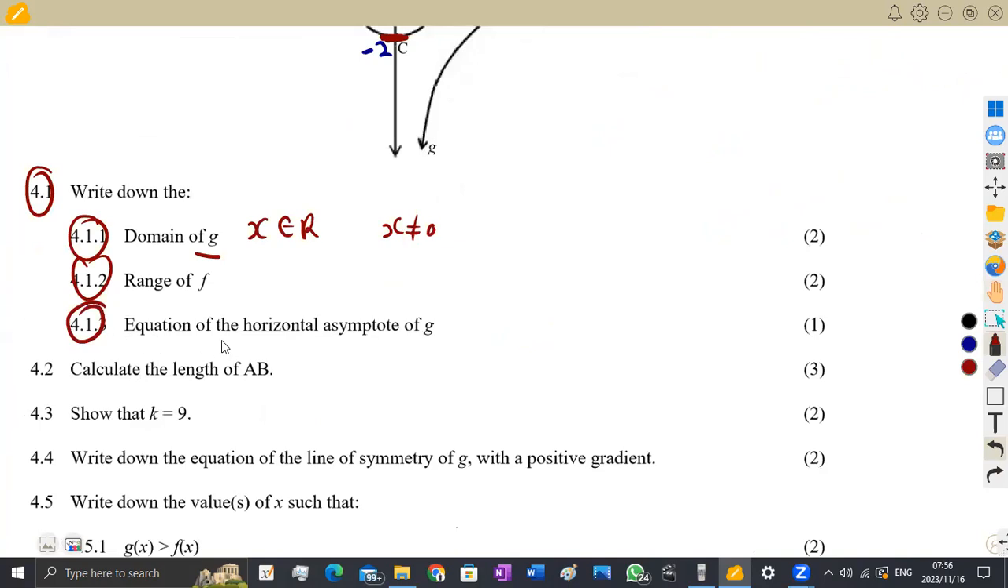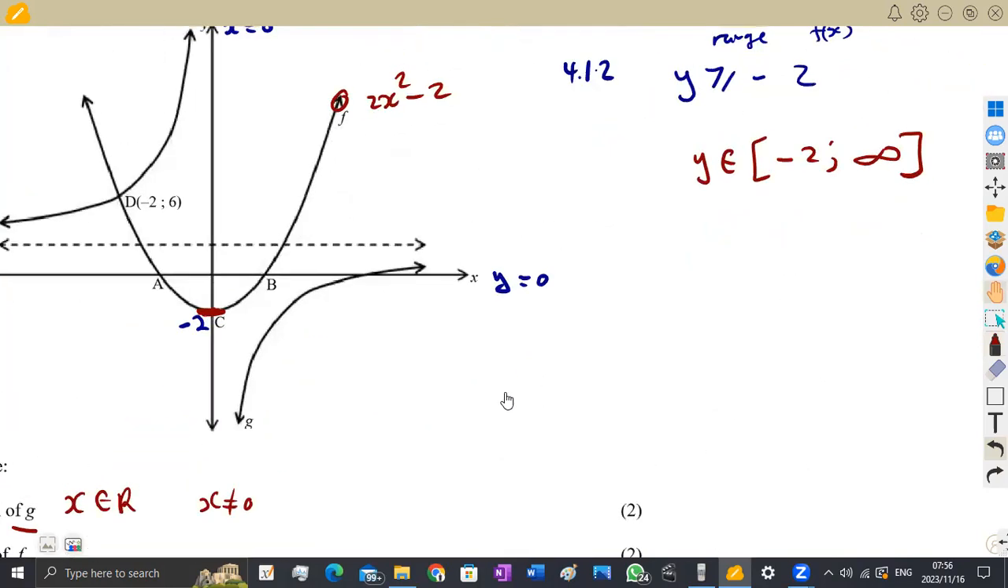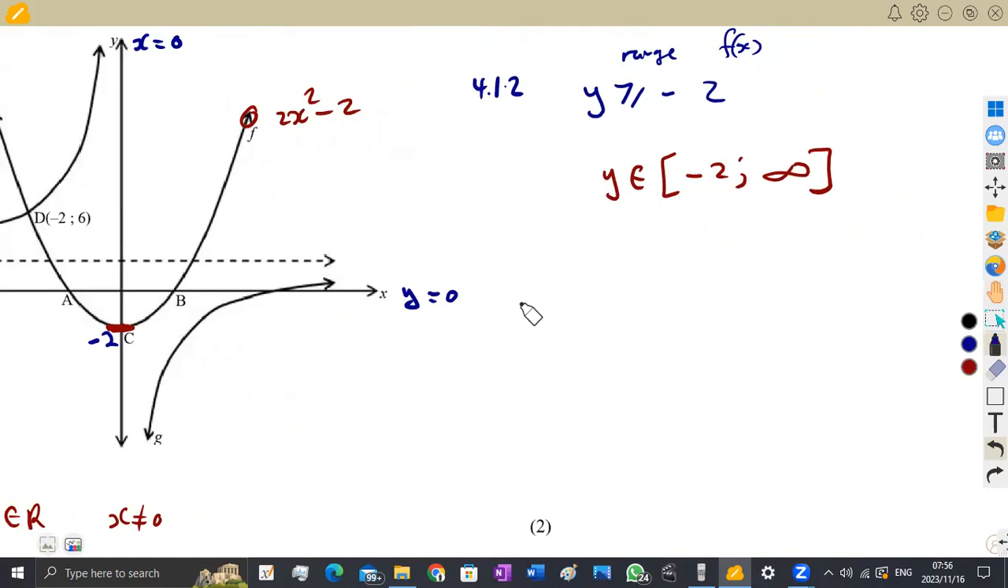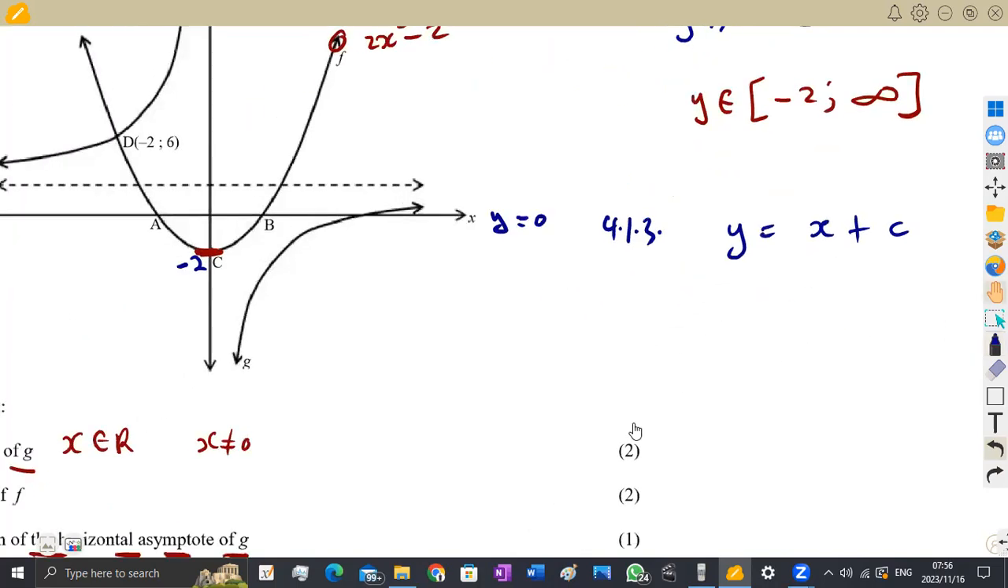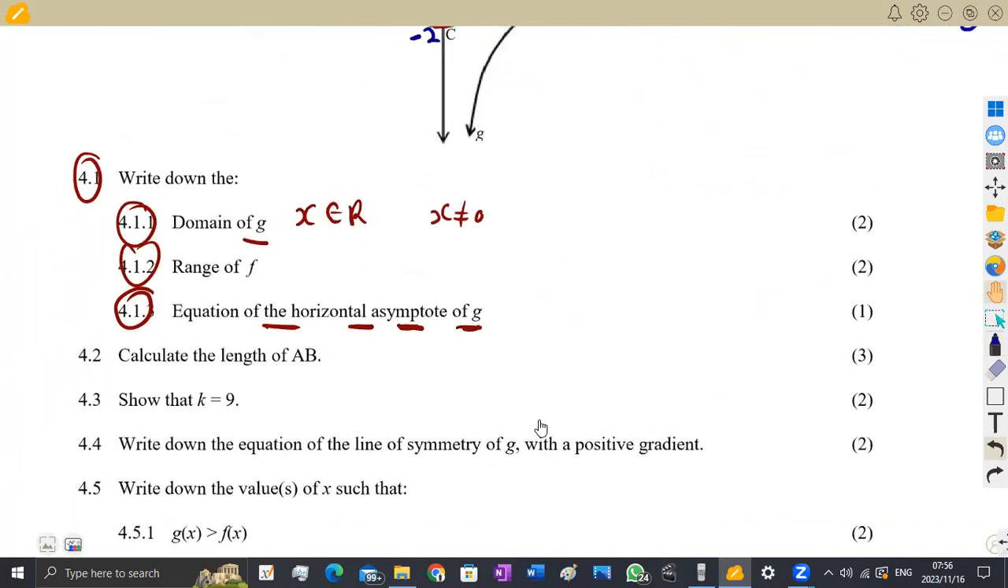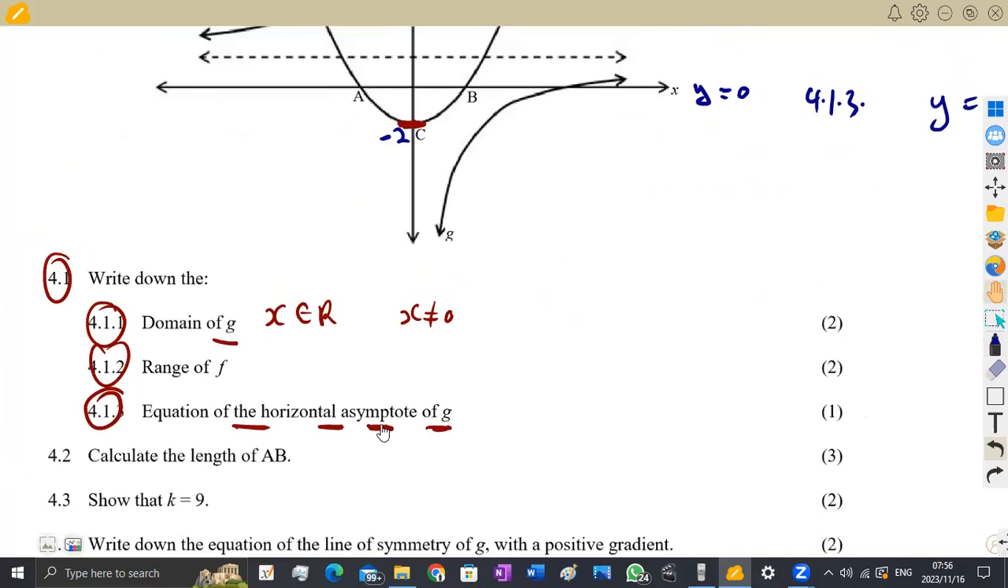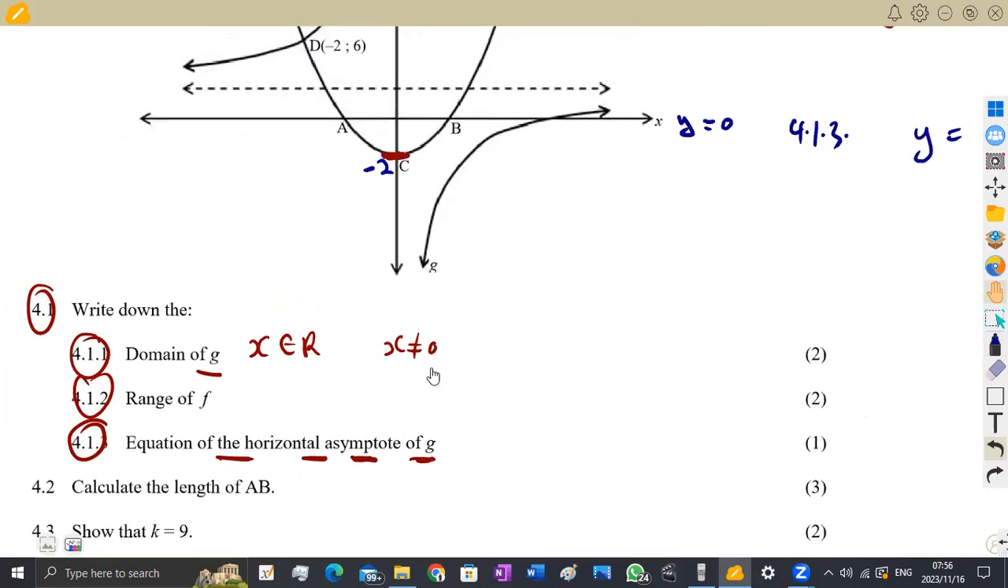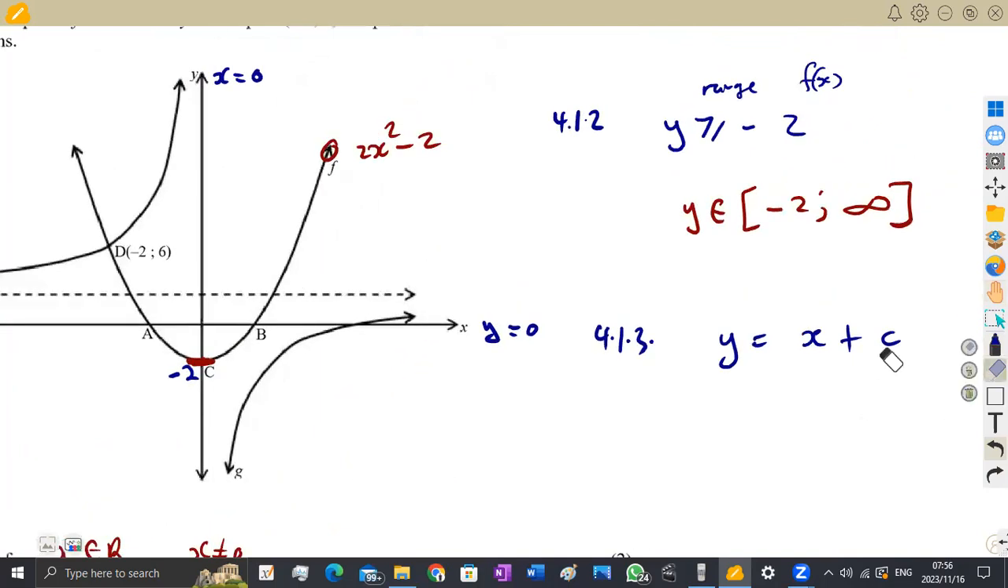Then 4.13, the equation of the horizontal asymptote of g. All right, remember that the equation of the horizontal asymptote, if it is a positive gradient, is given in the form y is equal to x plus c, where we obtain this c at the point of intersection of your asymptotes. So here they are saying we must determine also, hey guys, I'm answering another question, the line of symmetry. Here they want the horizontal asymptote of g. It's a direct question. I'm answering another question actually.